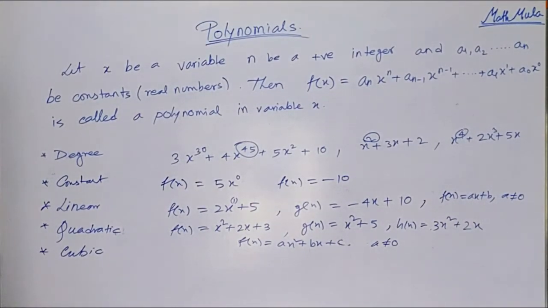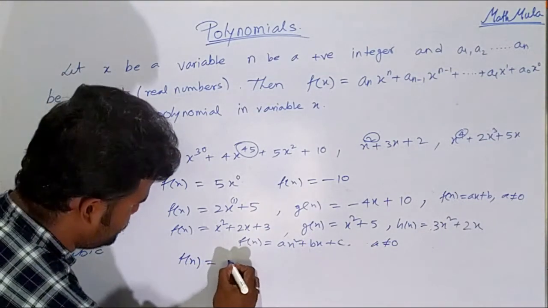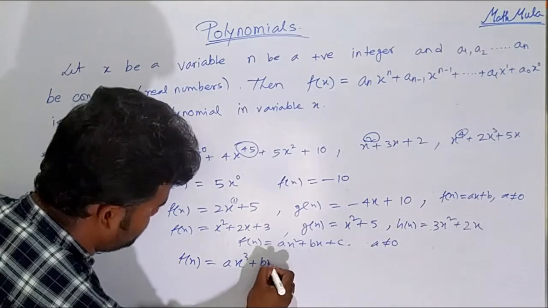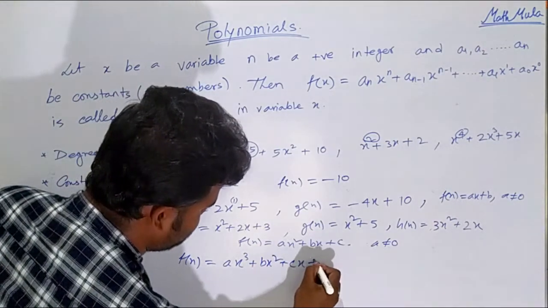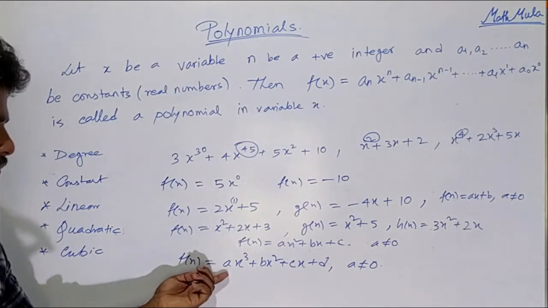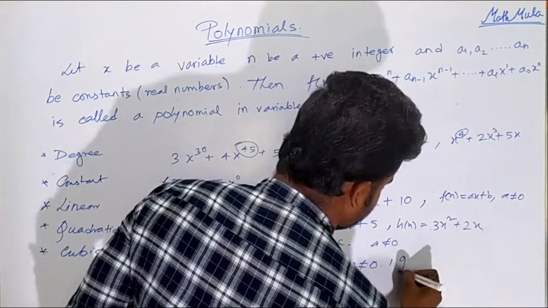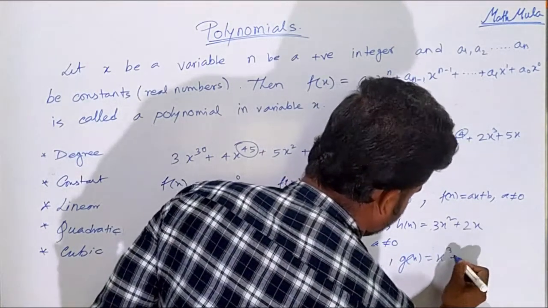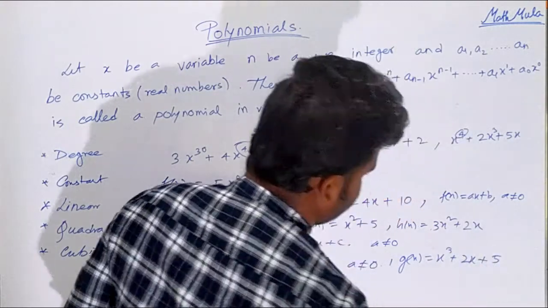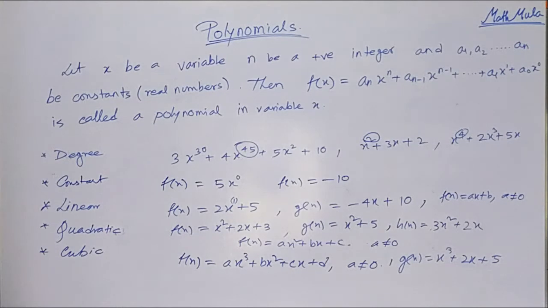Now what is cubic polynomial? A polynomial is called cubic polynomial if the highest power of variable is 3. That is, f of x is equal to ax cube plus bx squared plus cx plus d, where a not equal to 0. If a equals 0, then the polynomial will be quadratic or linear. Example, g of x is equal to x cube plus 2x plus 5. This is also a cubic polynomial because the highest power of x is 3.